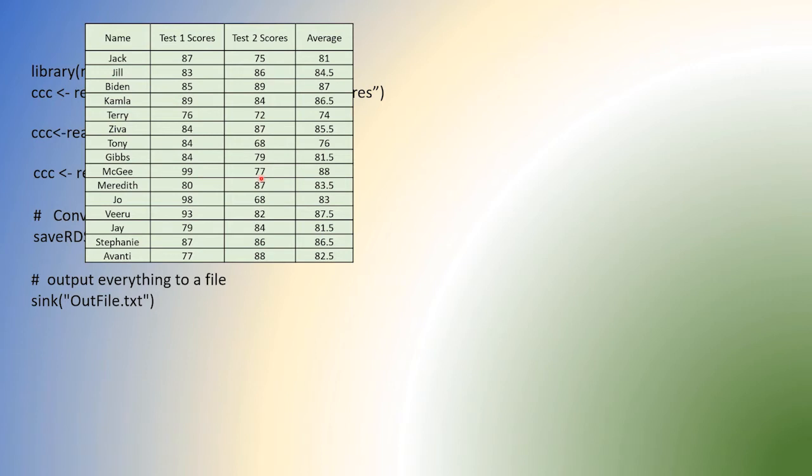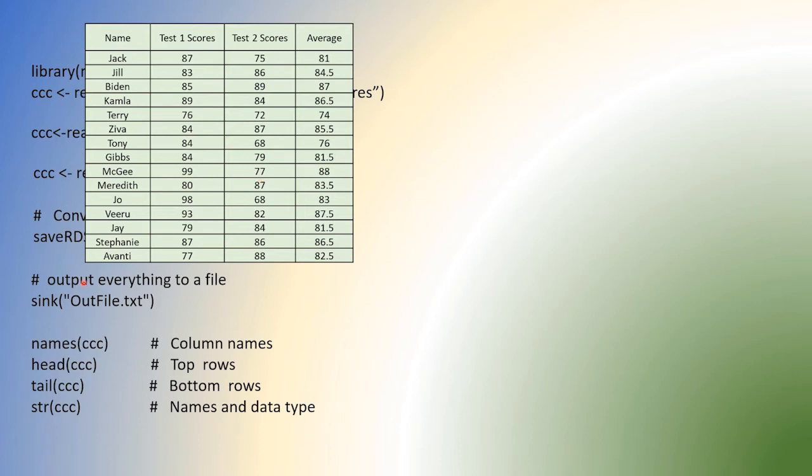Now that we have read the file, what did we read? Well, this is what we read. I can then get the names of the columns. Remember, CCC is what we assigned the file to.